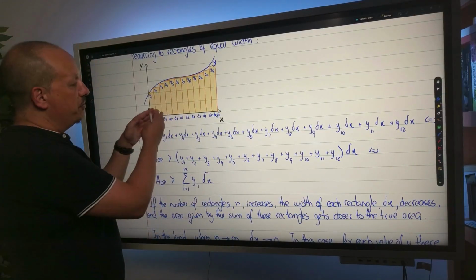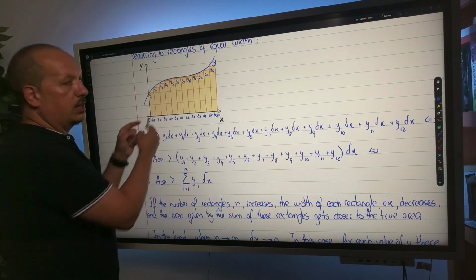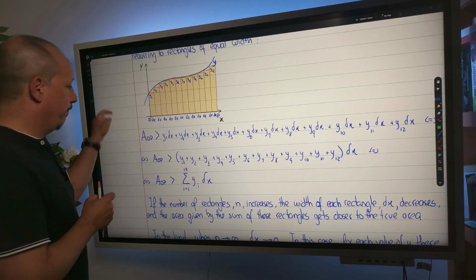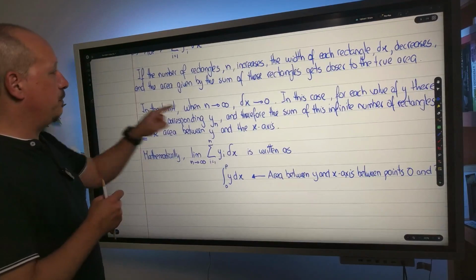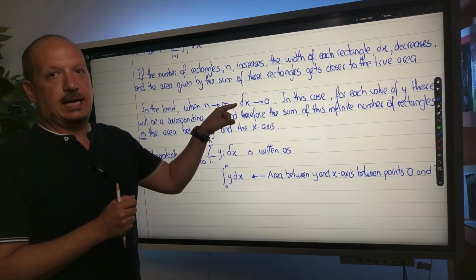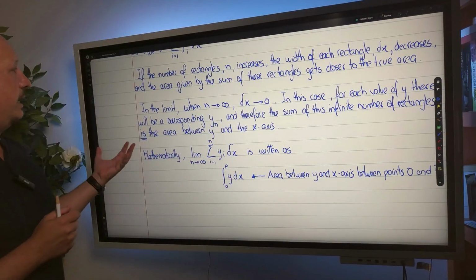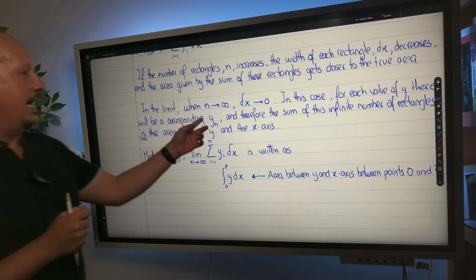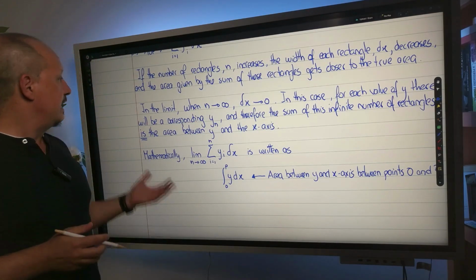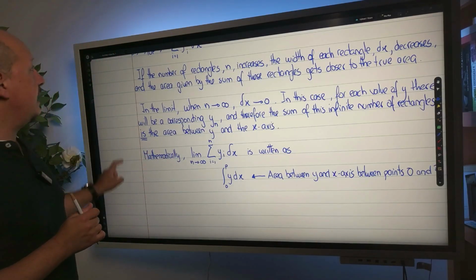Then if you have an infinite number of rectangles over here, what is going to be the width of each one of these rectangles? It will tend to 0. That's what this means. When n tends to infinite, the value of delta x tends to 0, right? In this case, for each value of y, there will be a corresponding yn, and therefore the sum of this infinite number of rectangles is the area between y and the x-axis.